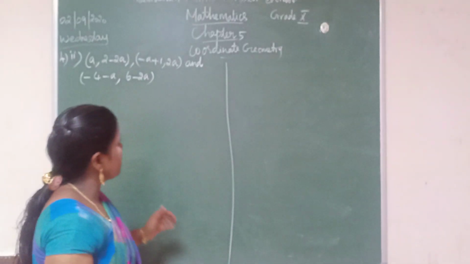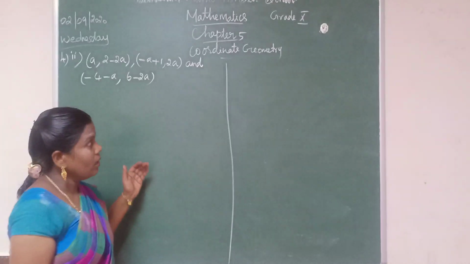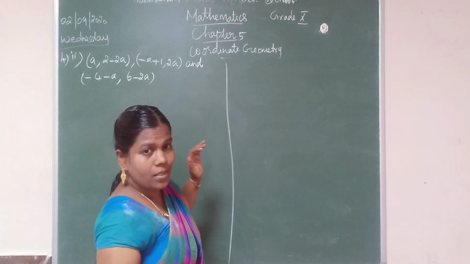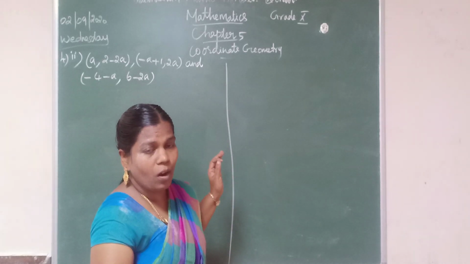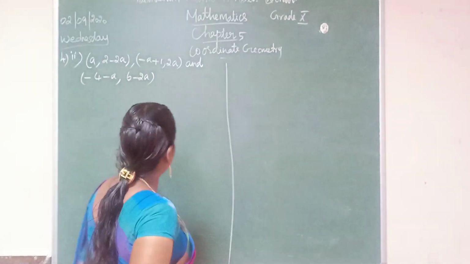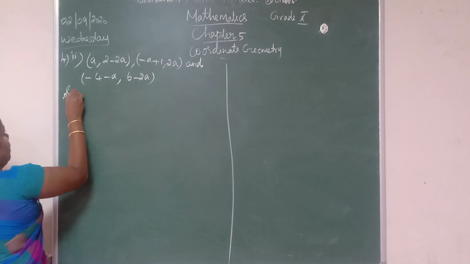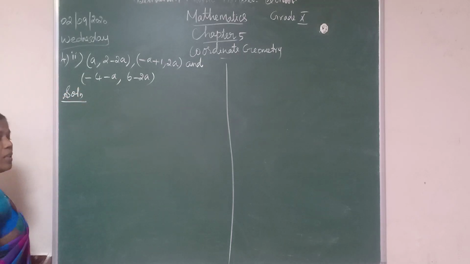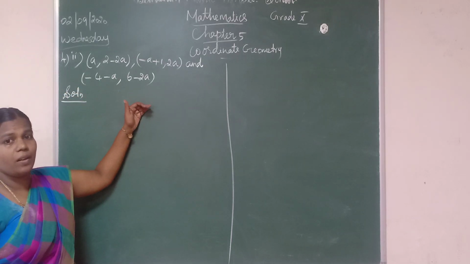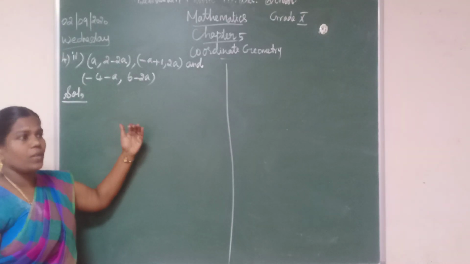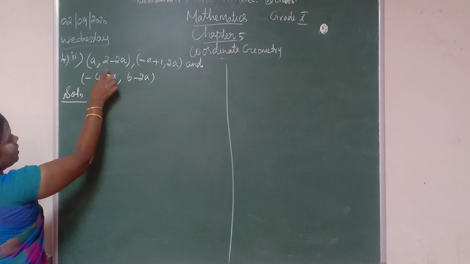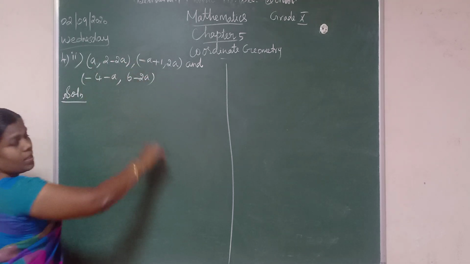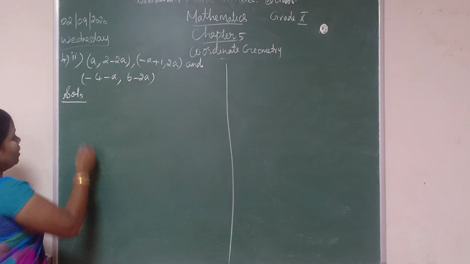So we know that since the given points are collinear, the area of the triangle is equal to 0. What is the question? Find the value of a. Read the question twice. 3 points are given. Find the value of a. It is also given that the points are collinear. Okay, let's give the names A, B, C like that. Observe this.